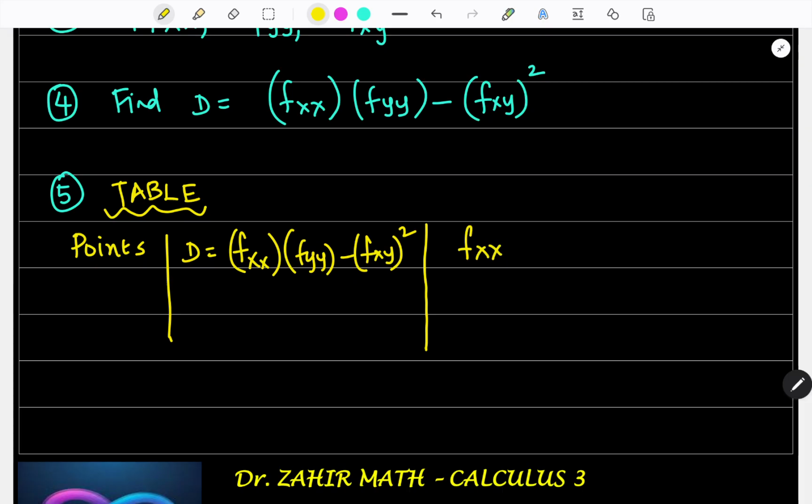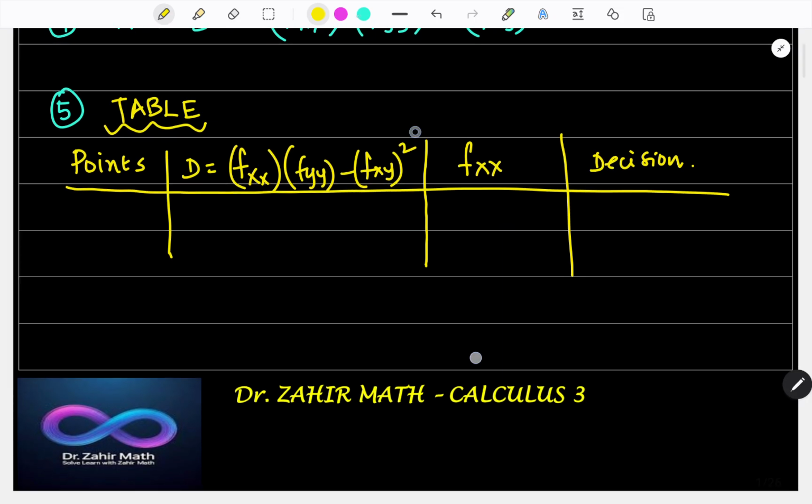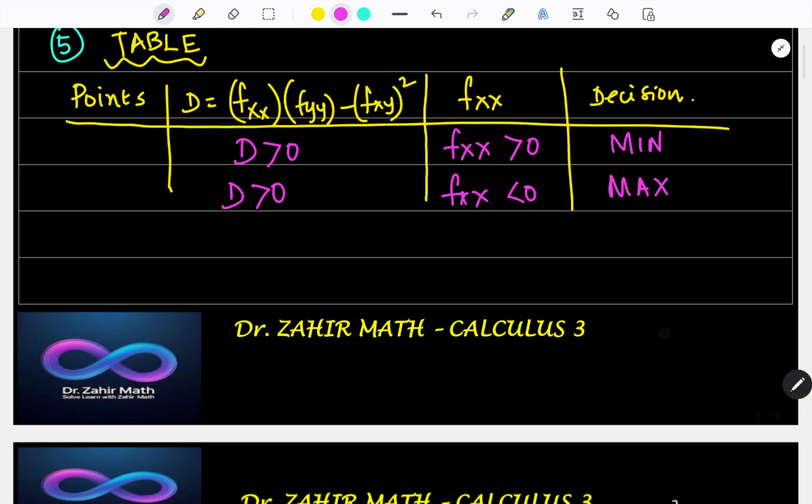Then you put in your fxx. Then you take the decision: whether it is going to become a maximum or a minimum. If D is more than 0 and fxx is more than 0, then the decision is a minimum. If D is more than 0 and fxx is less than 0, the decision is a maximum.